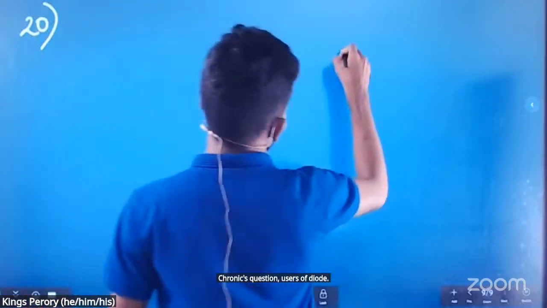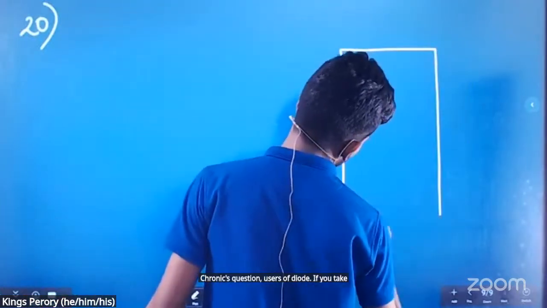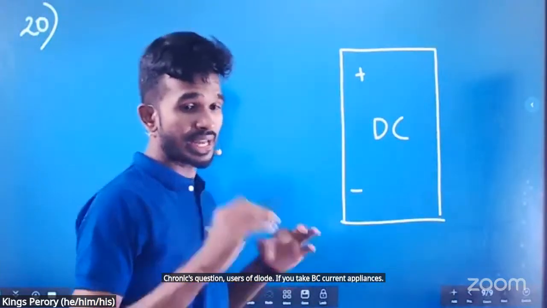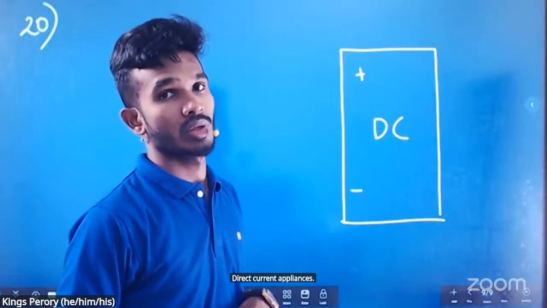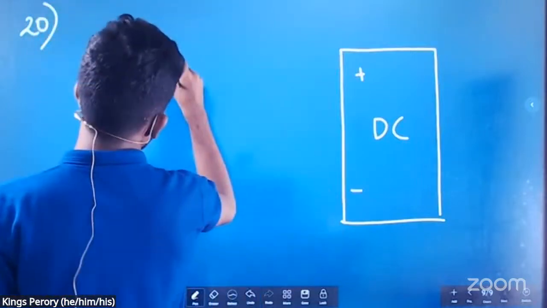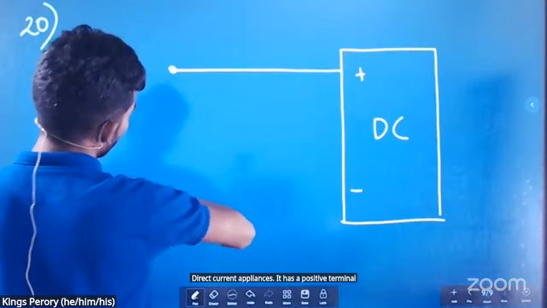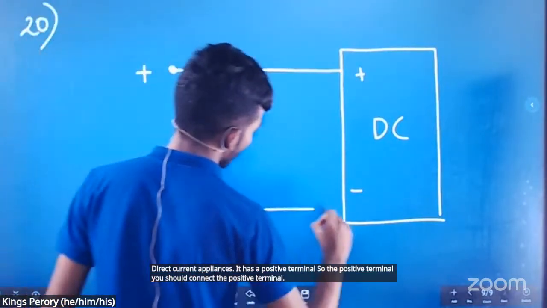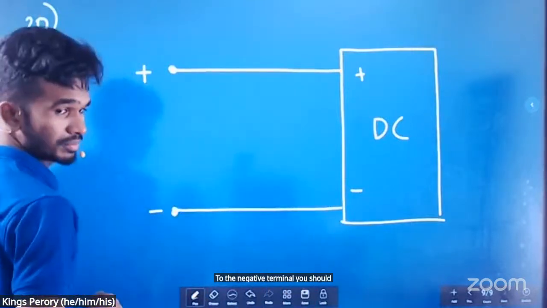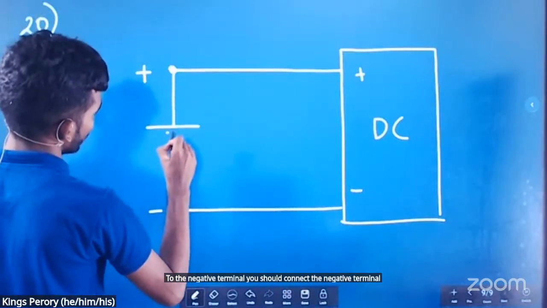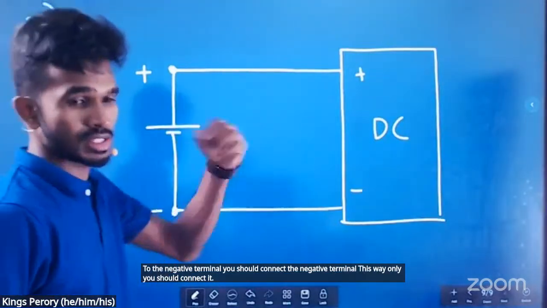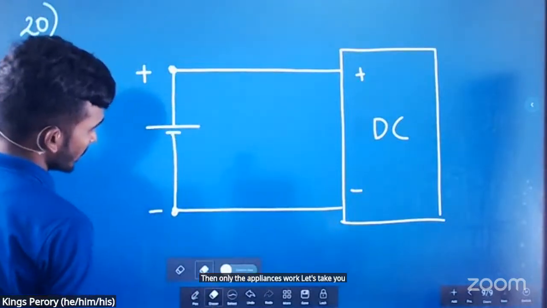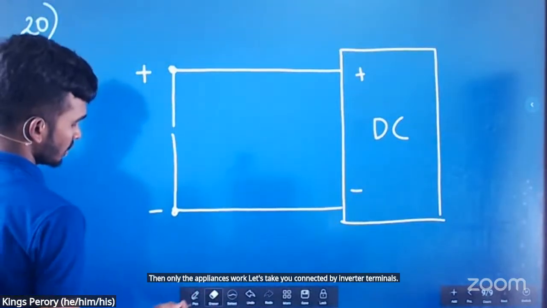Now, if you take DC current appliances, direct current appliances, it has a positive terminal. To the positive terminal, you should connect the positive terminal. To the negative terminal, you should connect the negative terminal. This way only you should connect it. Then only the appliances work. Let's take, you connect it by inverted terminals. You connect it in the opposite way.